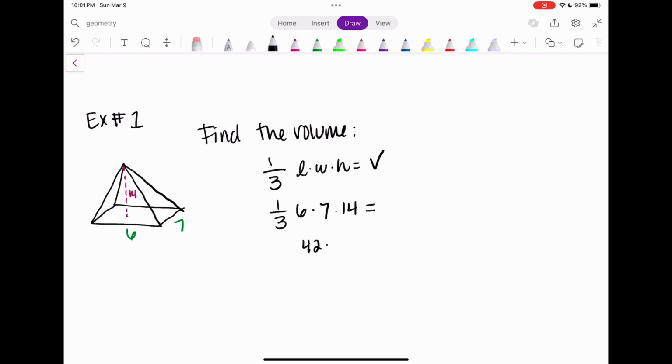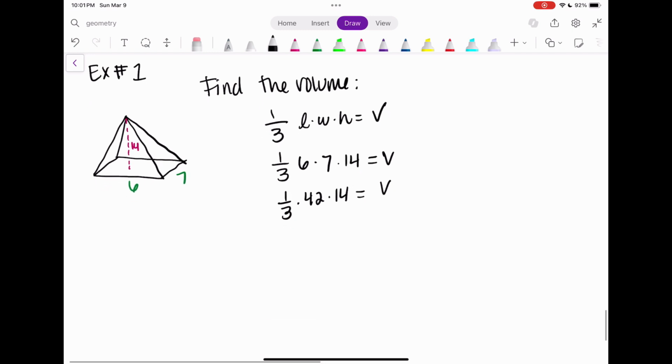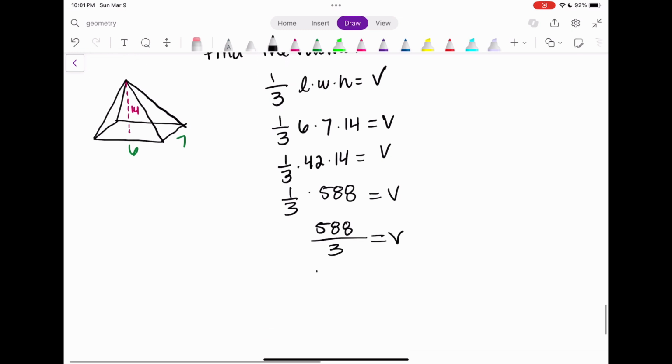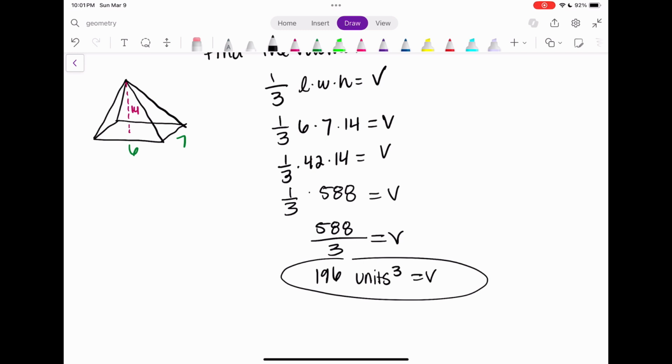I'm going to do 6 times 7, which is 42. Bring down the 14 and the 1/3. I will do 14 times 42, which is 588, times 1/3. 588 times 1 is just 588, all over 3 is equal to volume. Put this in my calculator, and I should get 196 units cubed as my volume for the volume of a rectangular pyramid. Okay.